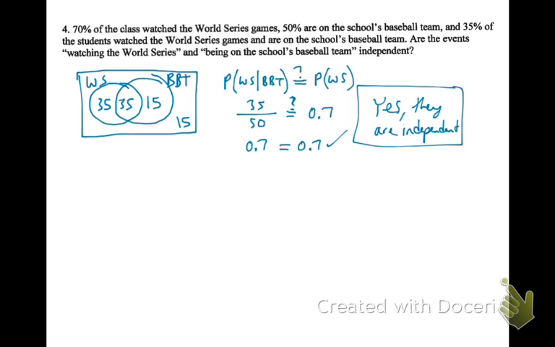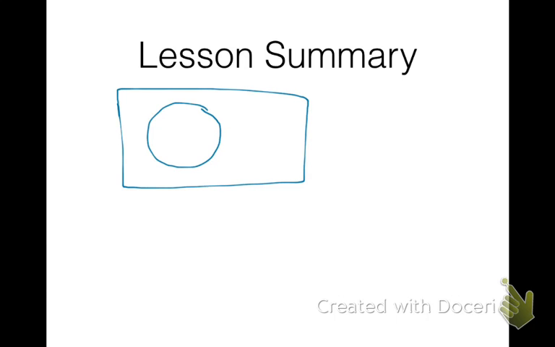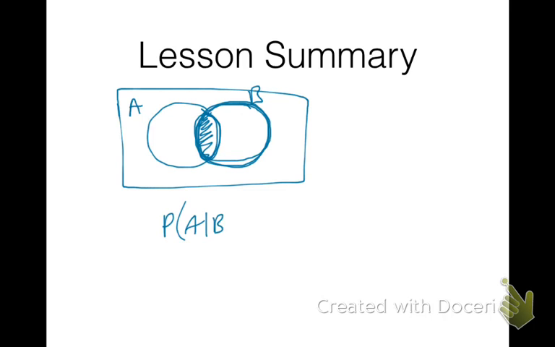Okay, let's pause the video, write down anything you need to. Okay, so today we looked at a concept called independent events. It's basically saying if you have the probability of one given another, and it's equal to the probability of the first, then they are statistically independent. So if the intersection of A and B, over B, if the probability of A given B is the same thing as the probability of A, then they are independent.